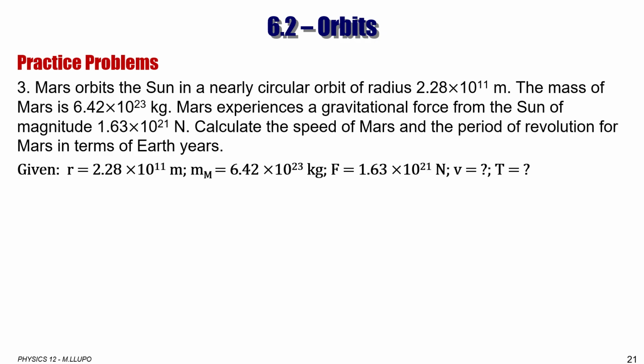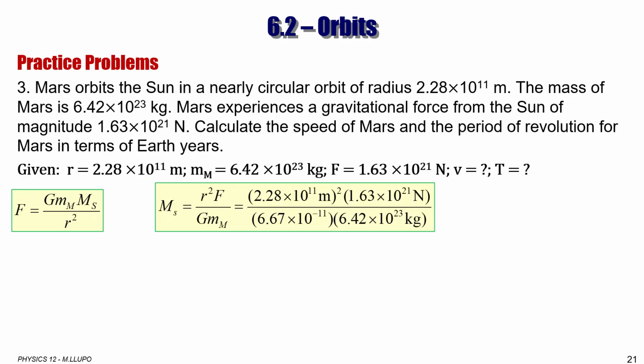In order to find speed, we need to find the mass of the Sun, because the Sun is in the center. That makes Mars orbit the Sun. So from the force, which is G M m over r squared, you solve for the mass of the Sun, which is r squared times force divided by G times the mass of Mars. Everything is in standard units, and you'll find 1.98 times 10 to the power of 30 kilogram.